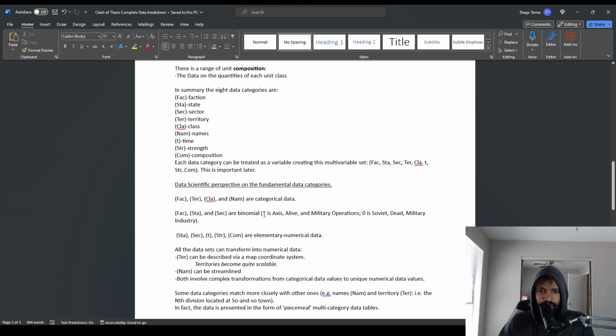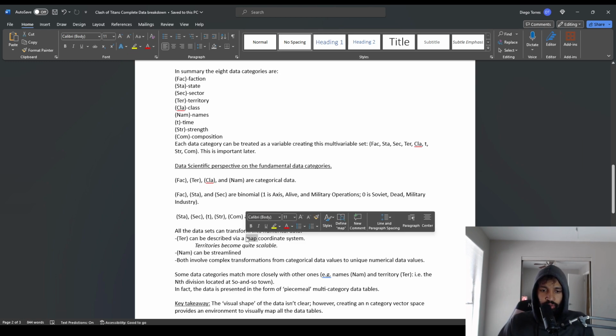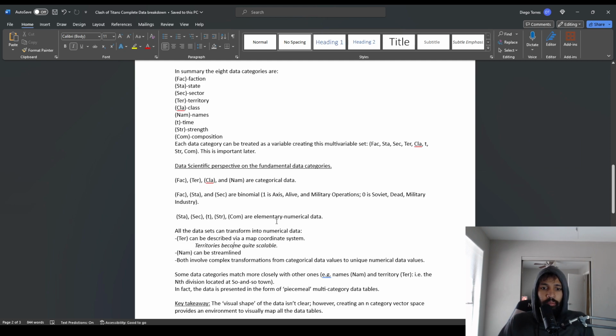And right now, the way I did it is I assigned 1 to Axis, alive, and military operations. I assigned 0 to Soviet, dead, and military industry, right? So there's a lot of variety here, but the binomial data is going to be very helpful. And I think breaking it down, trying to make all the data numerical is a big fundamental strategy I have, because numbers are easier to work with, I think, or at least in some sense easier to work with once you get past the parts where you have to memorize the numbers.